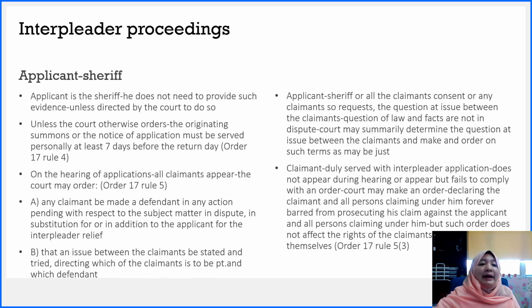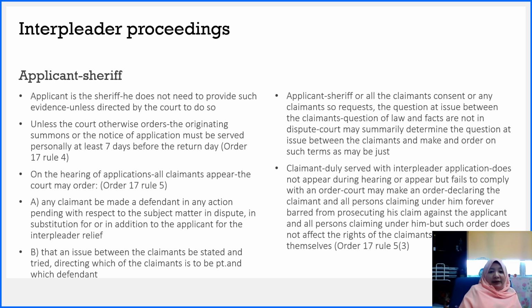When the applicant is the sheriff, he does not need to provide such evidence. That is for the other types of interpleader. Basically, unless the court otherwise orders, the originating summons or the notice of application must be served personally at least 7 days before the return day. This is stated under Order 17, Rule 4. On the hearing of the application, when the claimants appear, the court may make orders as stated under Order 17, Rule 3. These are the orders that can be made by the court.